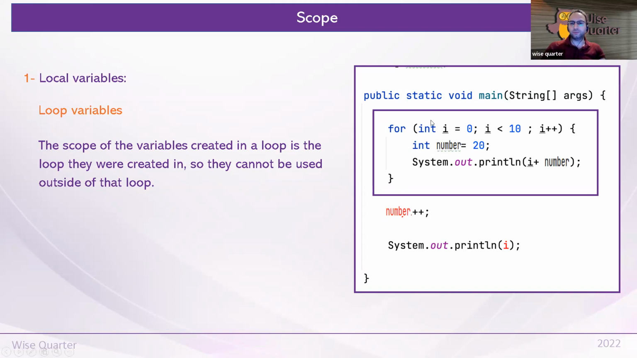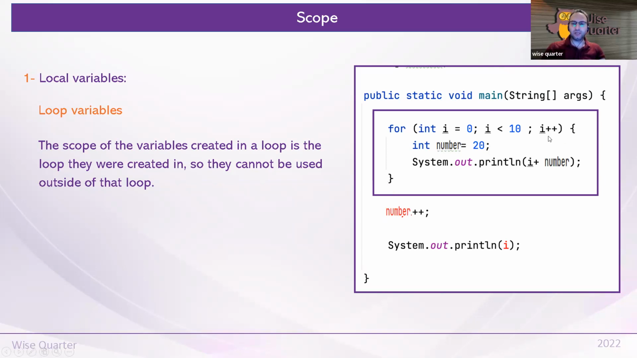This is a loop inside of the main method. When you create variables in a loop, it doesn't matter which loop it is. If you create it in any loop like this, for example, integer number equals 20, this one is created inside of the loop. I can see that from the curly brackets.